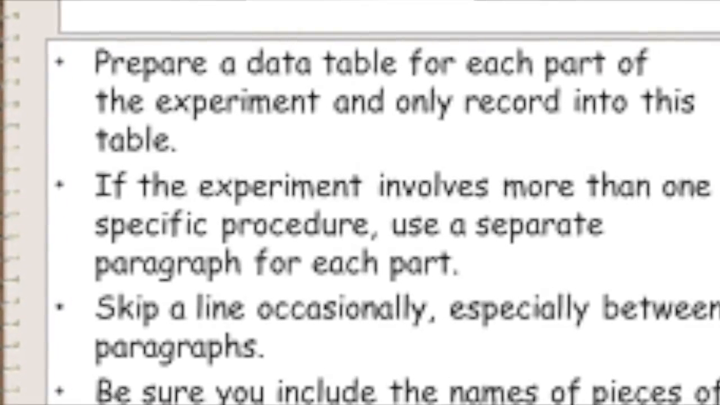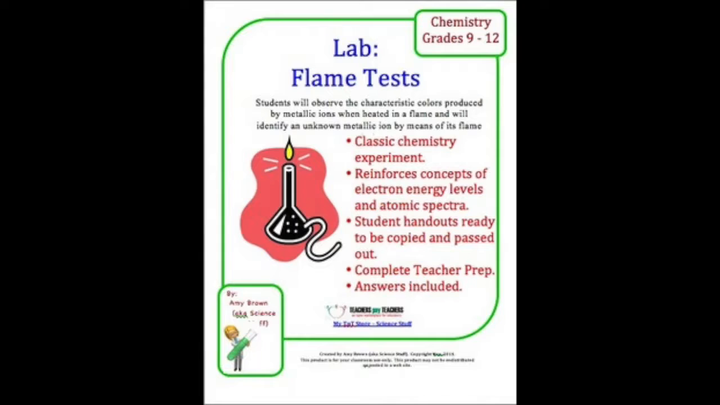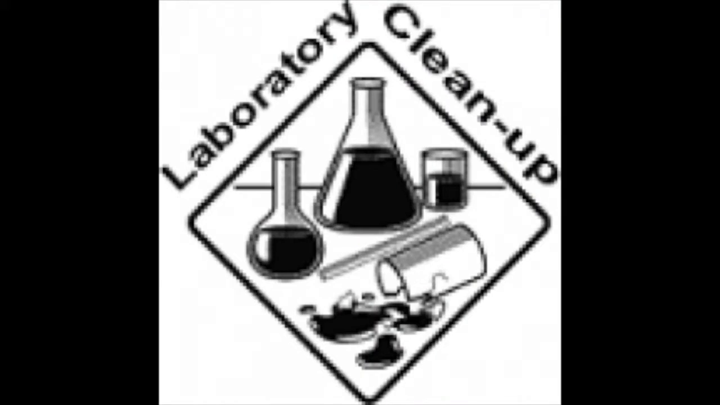8. Repeat step 6 for the 2 unknown solutions. What do you think is the identity of the unknown solutions? Record your observations of the flame colors for the unknown metals in your table. 9. Return the splints as directed by your teacher. Clean up your workstation and return your apparatus. Wash your hands.